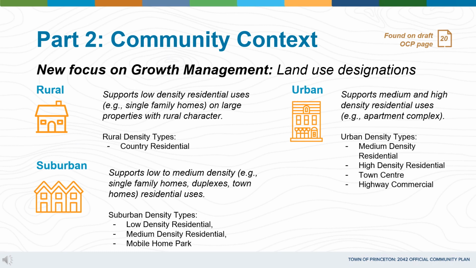Housing types include large single-family houses and accessory dwelling units. The suburban designation is intended to support low to medium density residential uses that are serviced with the community water system and community sewer as evaluated on a case-by-case basis.